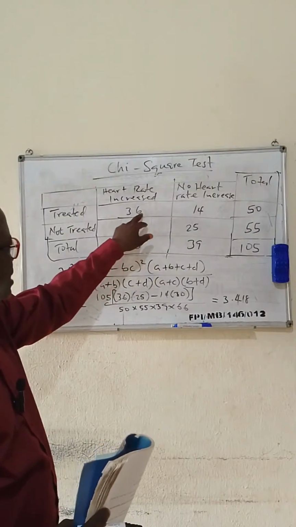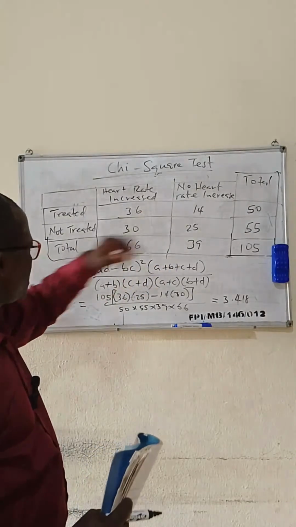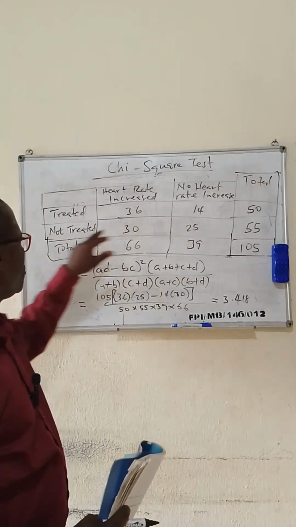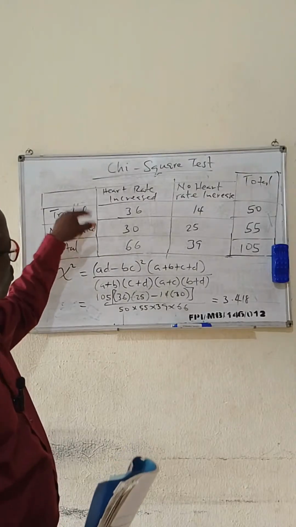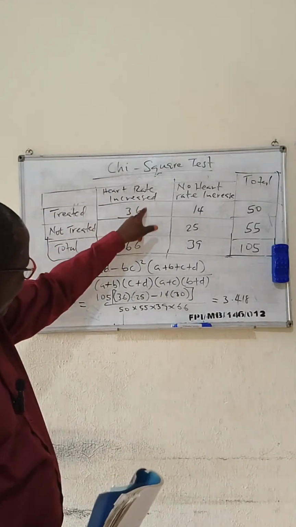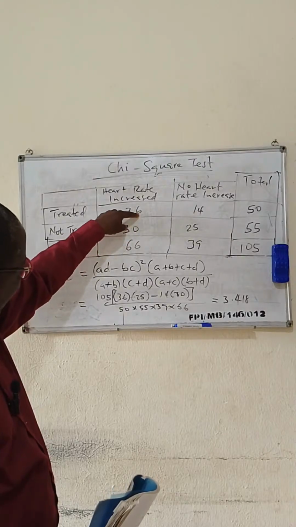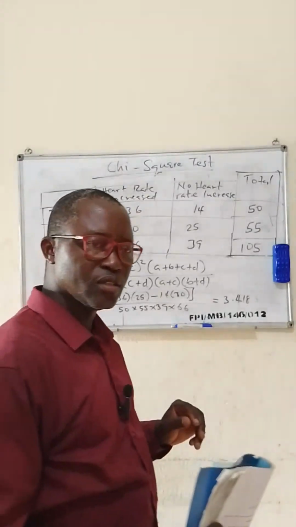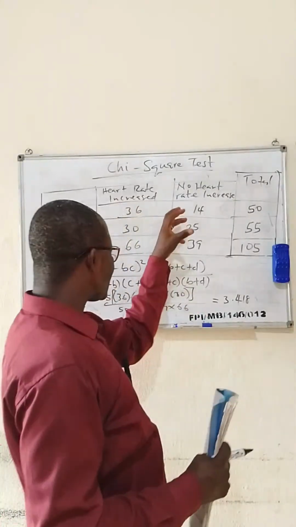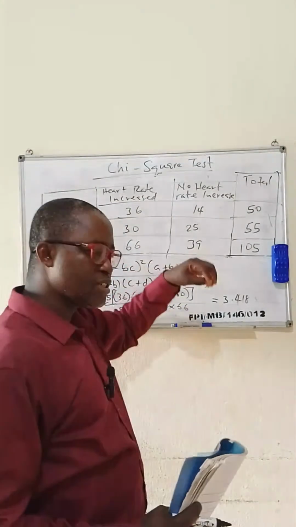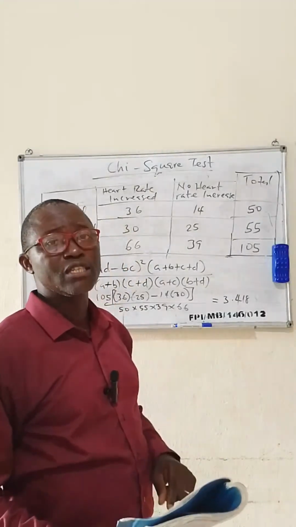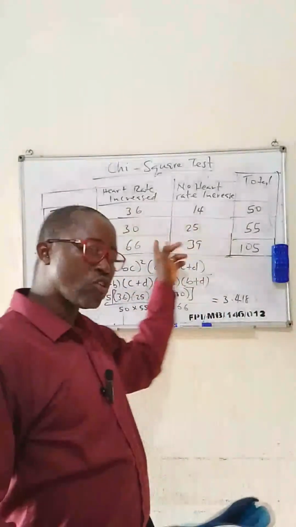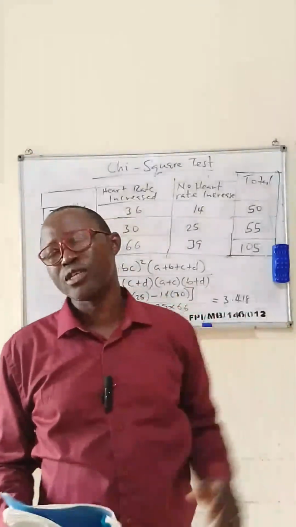Because if you look at this table, this is 36 and this is 14 with no heart rate increase, and then 30 here, 25 here. These are not treated, these are treated. So our interest is that the heart rate increase we see here, this high number, is due to the new drug for treatment. So our objective will be in the alternative hypothesis. The null hypothesis states that there is no influence of this drug on animals. It doesn't increase their heart rate.